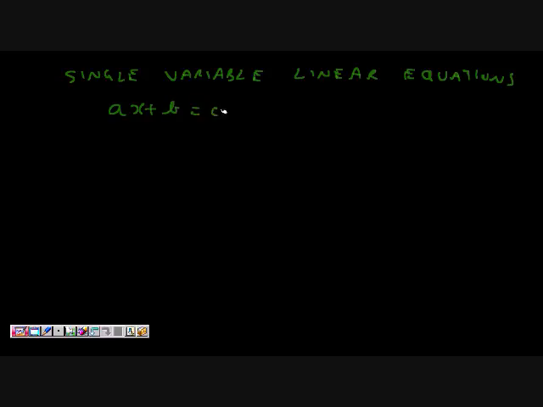In the previous video we had discussed simple single variable linear equations. And we also discussed that a single variable linear equation can be written in a general form as ax plus b is equal to 0, where a and b are constants and x is the variable. So any single variable linear equation can be expressed in this form.